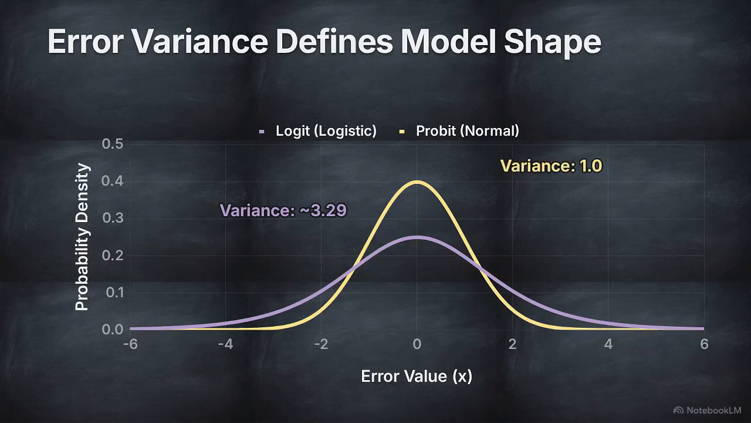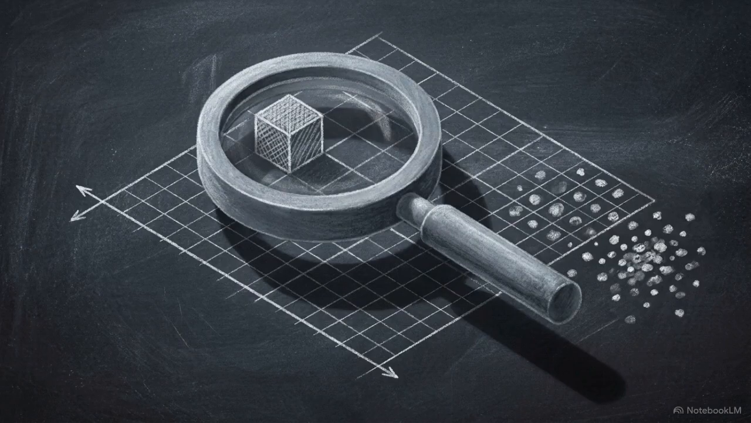The normal distribution has a variance of 1, pinching down toward 0 much faster. Practically, this means a Probit model assigns slightly lower probabilities to extreme outlier cases than a Logit model does, simply because its tails are thinner.